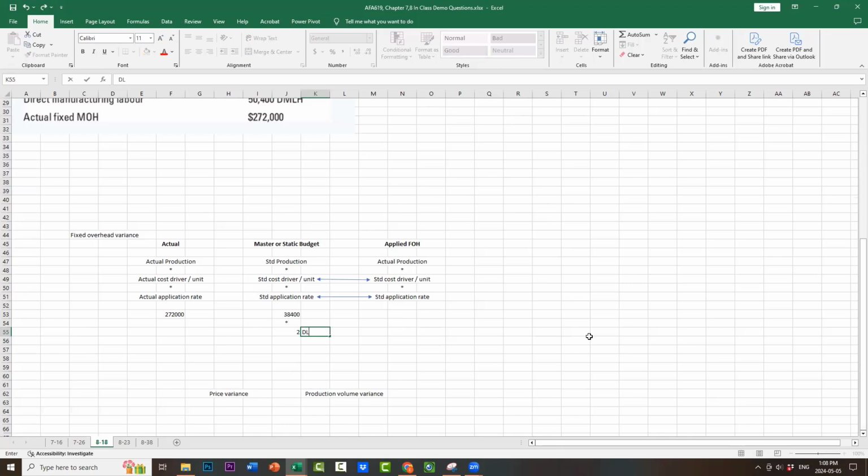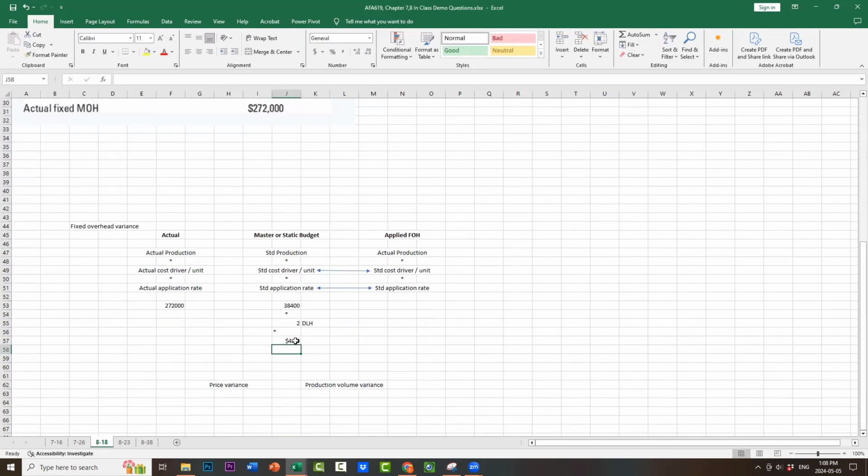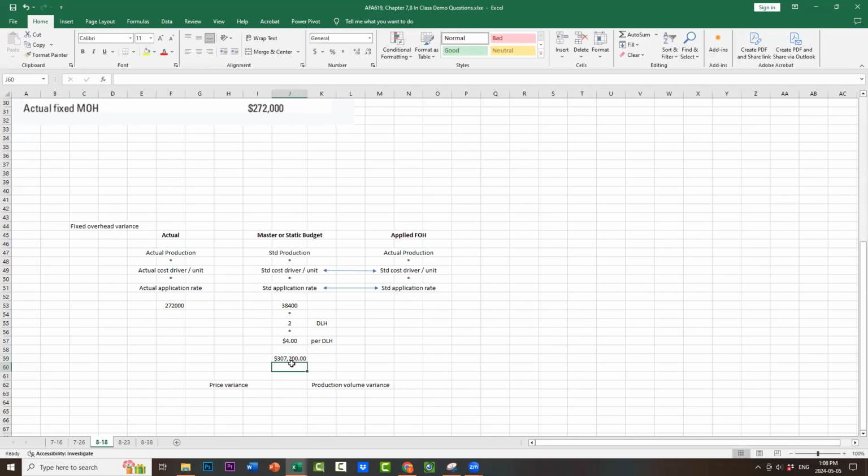Direct labor hours. And then we're going to multiply that by the standard application rate. We know the standard application rate. It's right here, $4 per direct labor hour. So if we multiply all of these out, we can see that the master or static budget says that we should have spent $307,200.